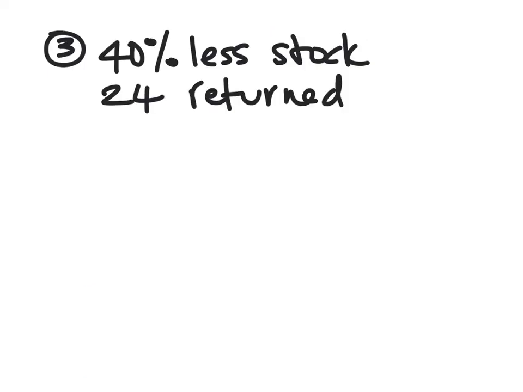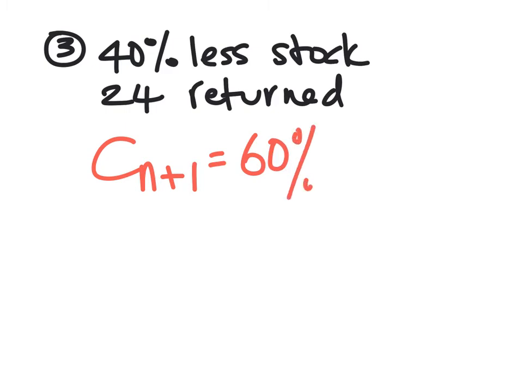Question 3. So Karen Van Rental is looking after the cars. There's 40% less stock who are being returned. So the amount of stock that's there, so let's use C for cars. So the amount of cars that's there next time is 60% of this time plus the 24 that gets returned.